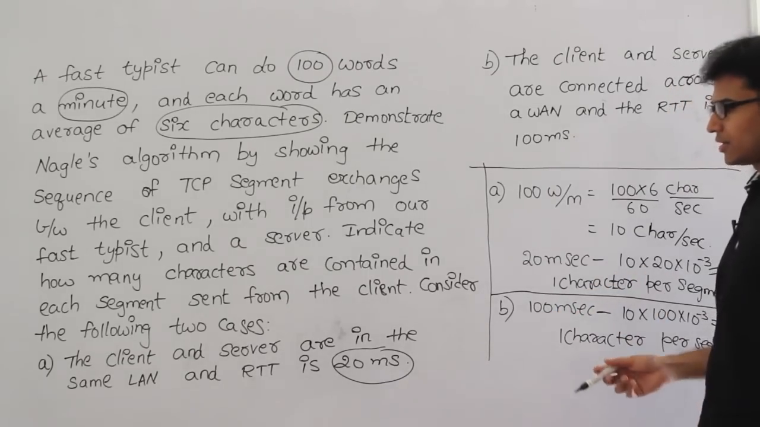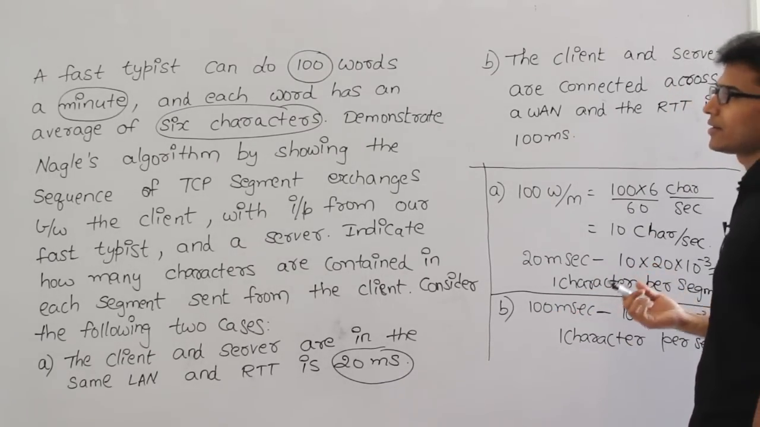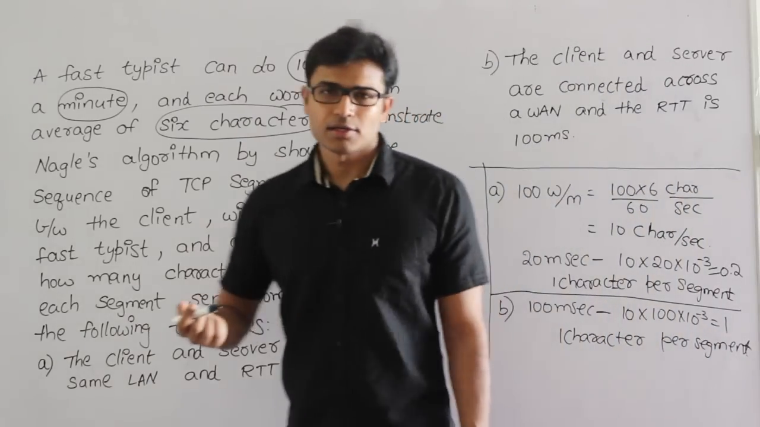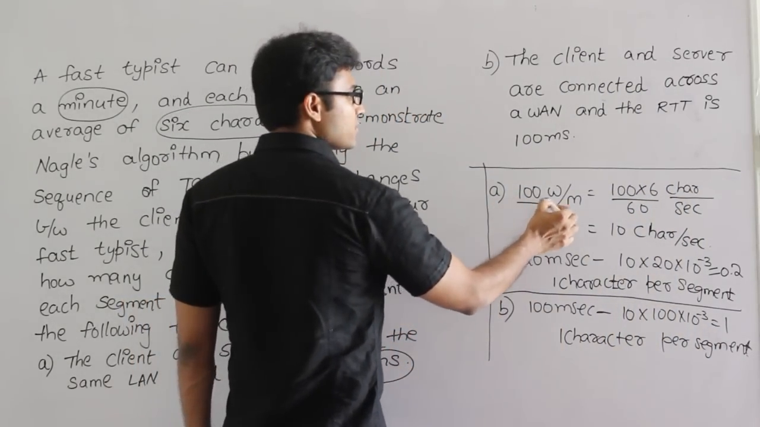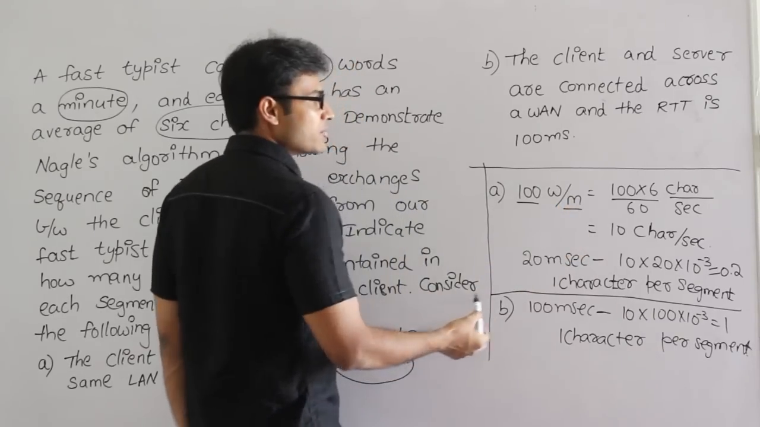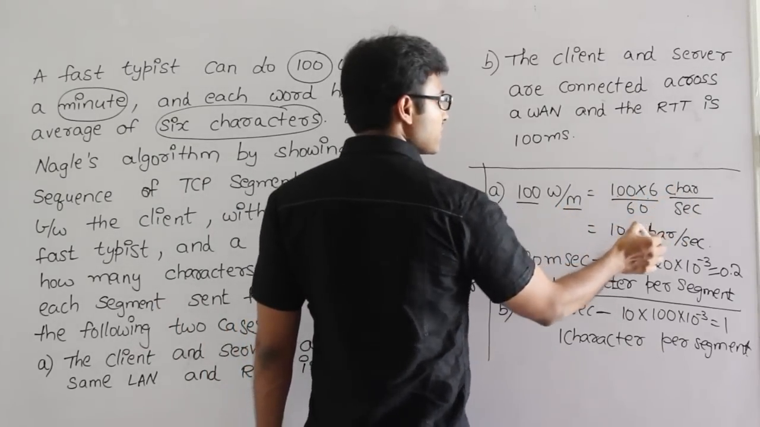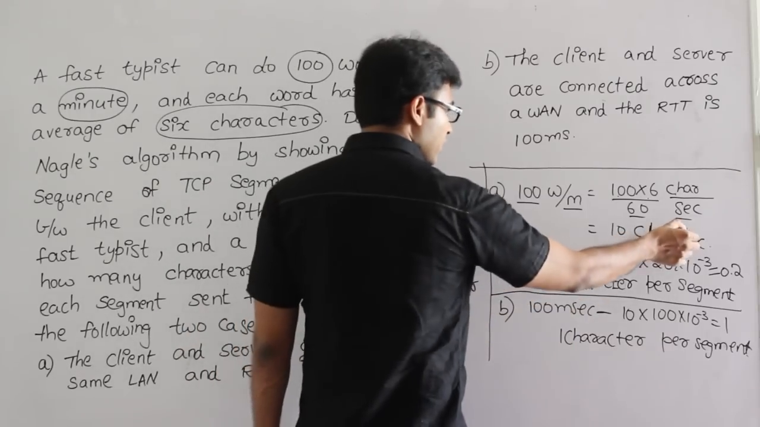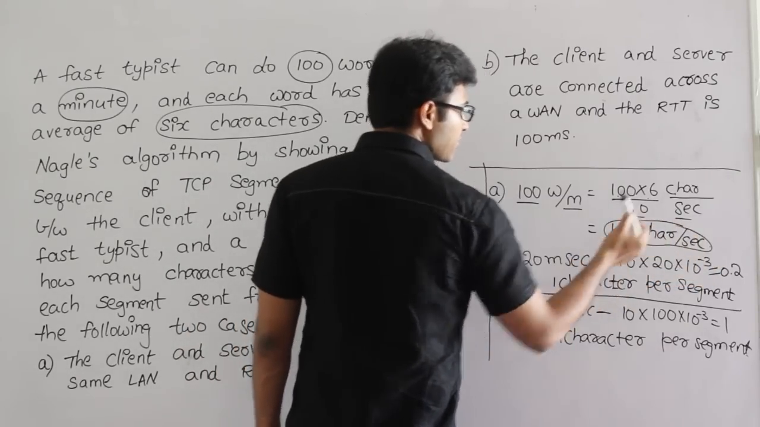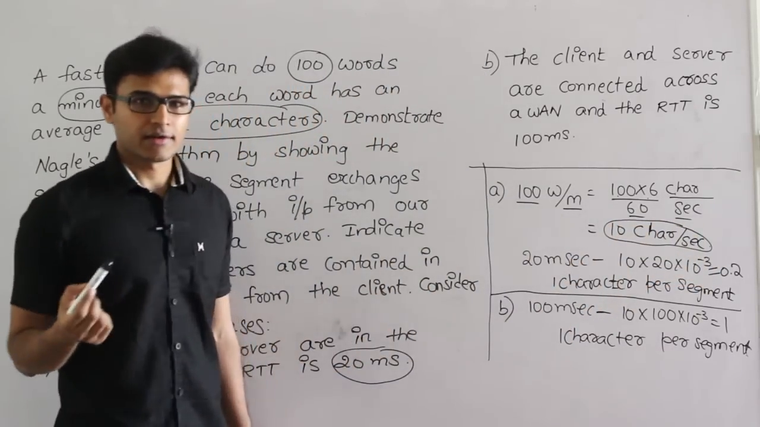So I am just finding out in 20 milliseconds, how many characters can the typist give. See this: 100 words are sent per 1 minute, which means 100 into 6 characters are sent in 60 seconds. Therefore, what is the rate at which we are getting the data? 10 characters per second. That is what we are getting, 10 characters per second.